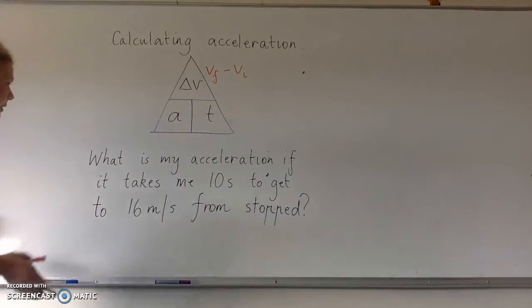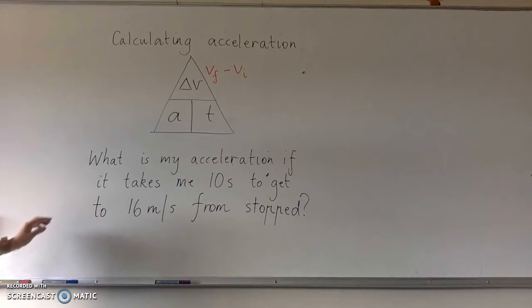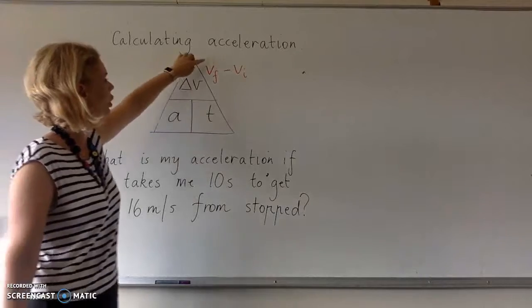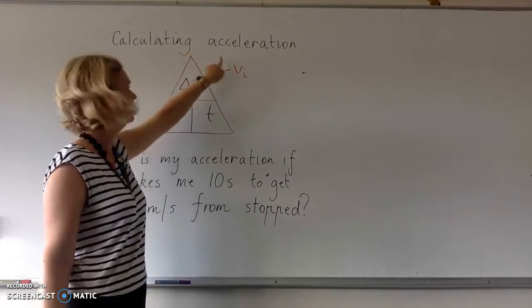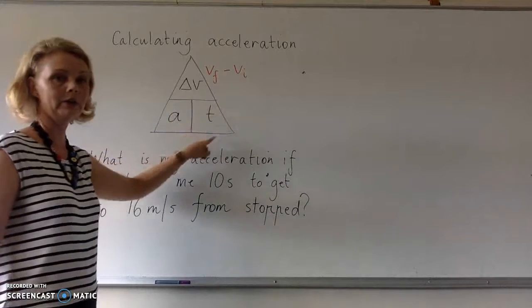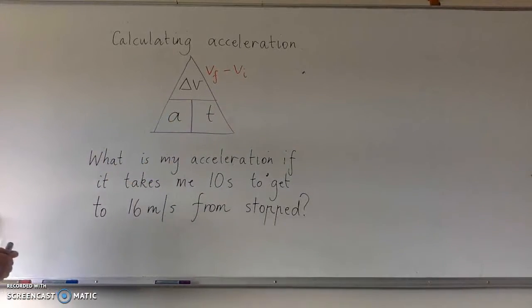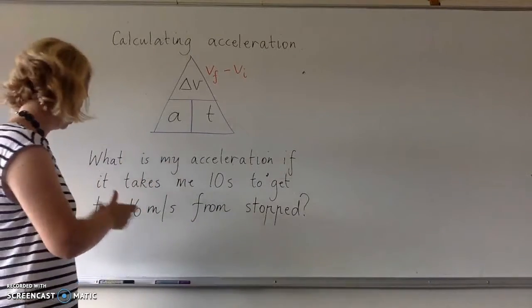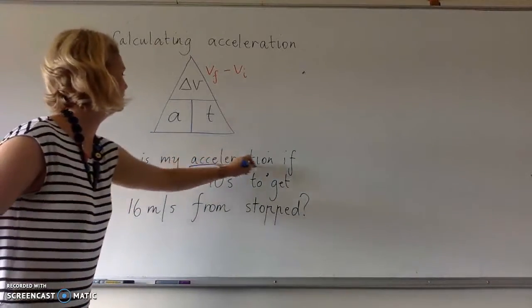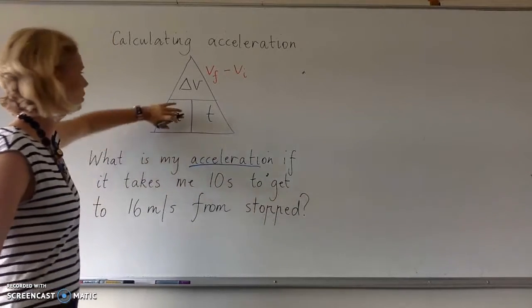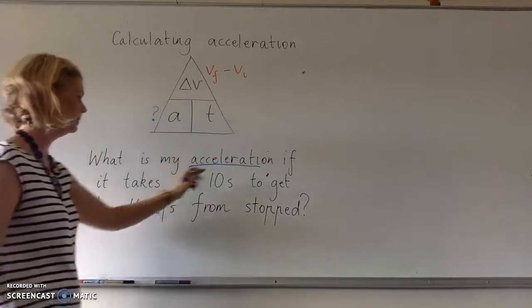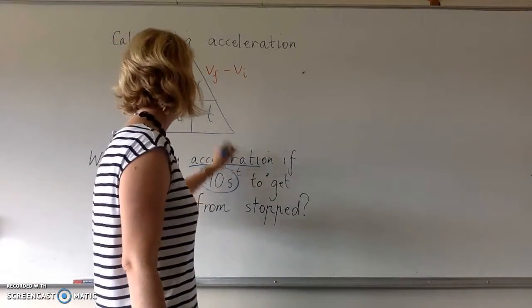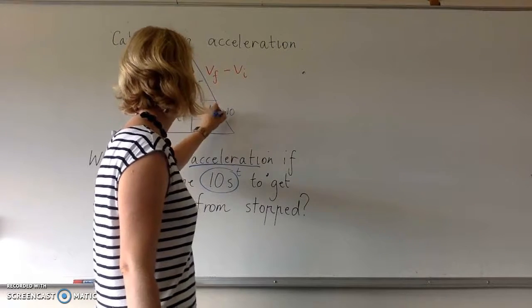Okay. So let's have a look here at our problem. If we're looking for acceleration, we need to know our final speed, our initial speed, and the time. So let's have a look here. What is my acceleration? So I'm looking for the A. That's my question. Let's go for blue. What is my acceleration? This is what I want to find. If it takes me 10 seconds, so that's my time. That's T. So there, T is 10.